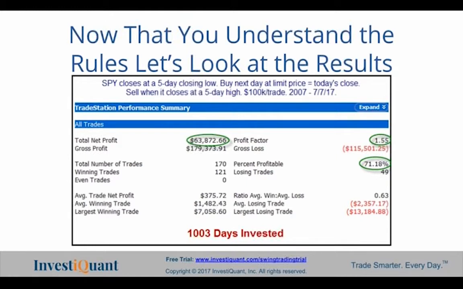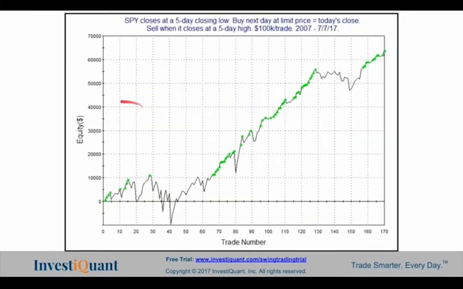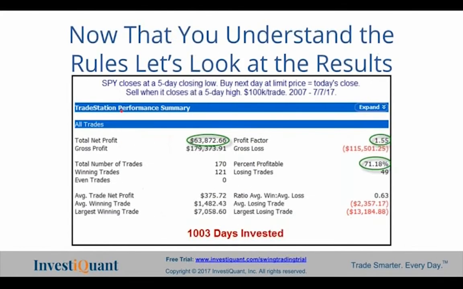Now that you understand the rules, let's take a look at some of the results here. Oops, that was a quick look. Sorry, I'm trying to shrink down the chat box so I can see my own screen a little bit better.